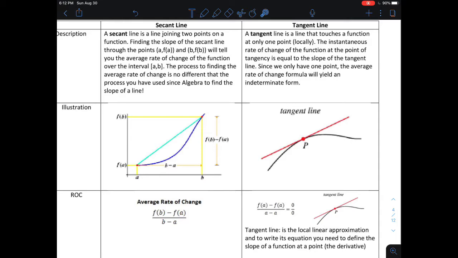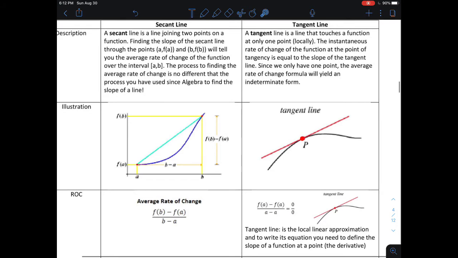The tangent line, on the other hand, is a line that touches the function at only 1 point locally. Now, a tangent line could intersect the function somewhere else outside of a small window. However, at or around this point of tangency, it will only touch the curve one time. And in fact, at this 1 point here, the tangent line and the curve are going to have identical slopes.